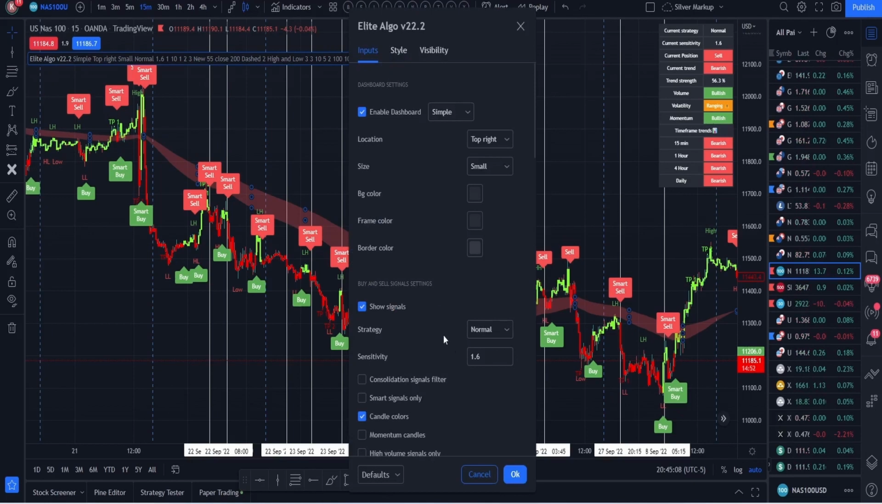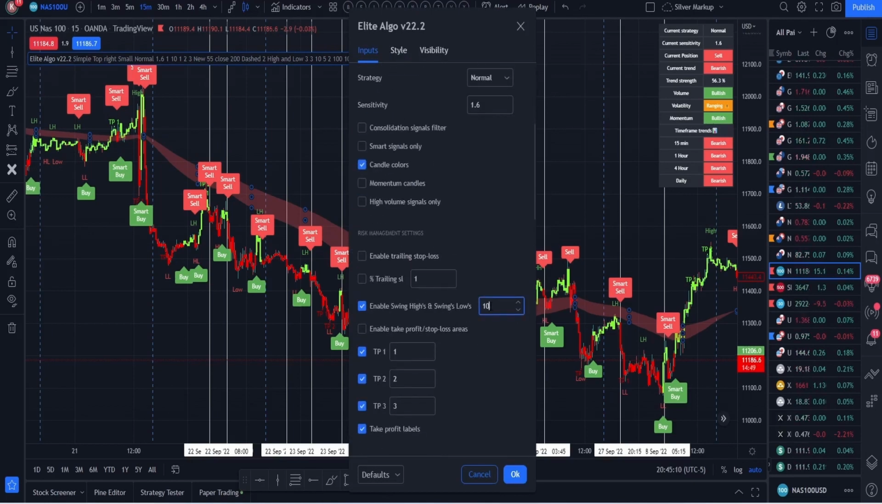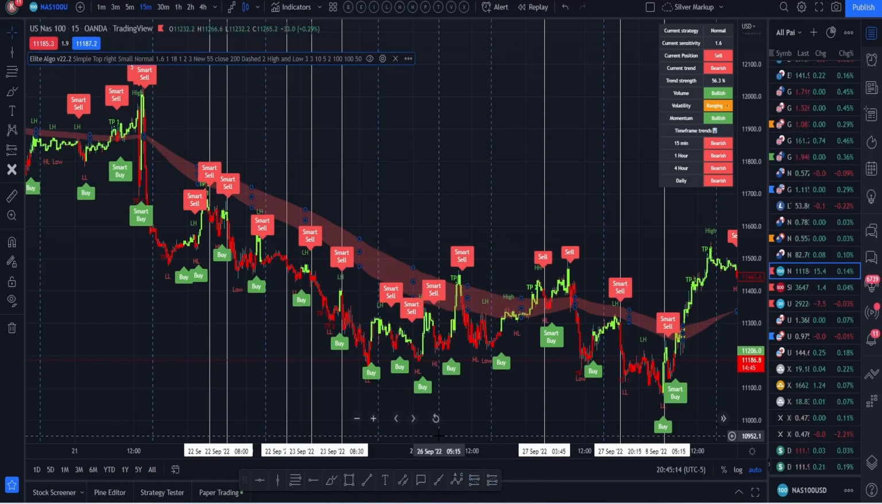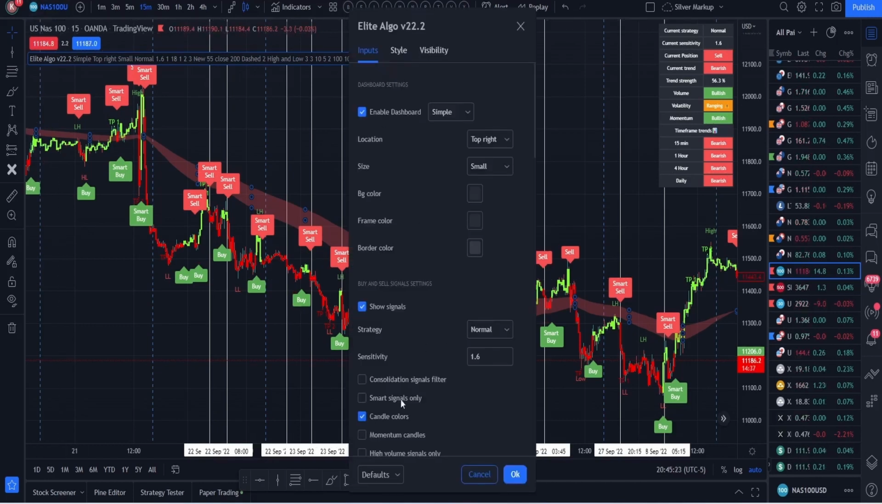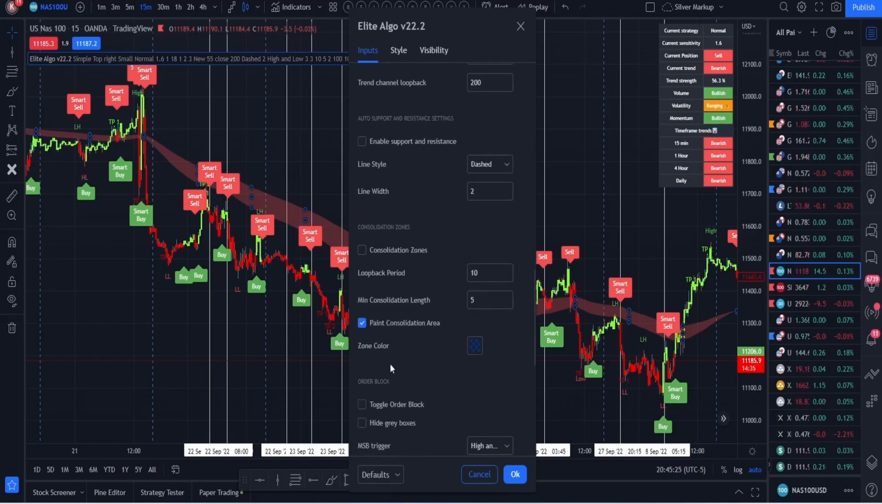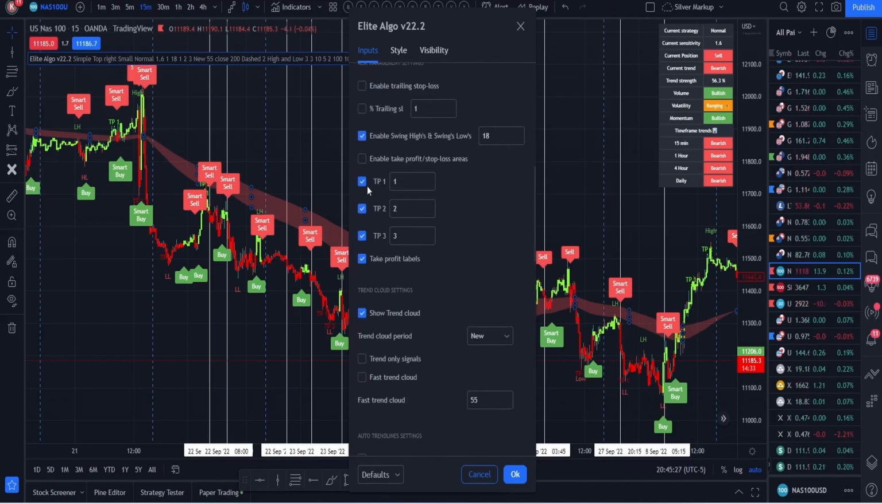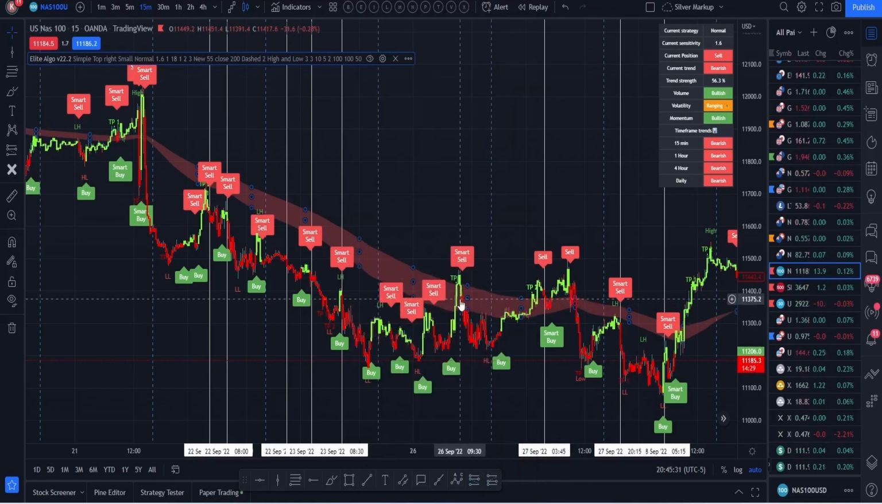And a setting that I like to use with the swing lows and swing highs, I like to go up to one of the more conservative settings. So it's not counting every little thing. I want to only see the more important stuff. So let me actually take off the take profit indicators. But as you can see, it'll give you the higher highs and lower lows and things like that.